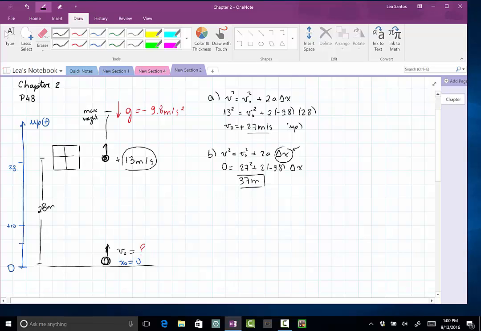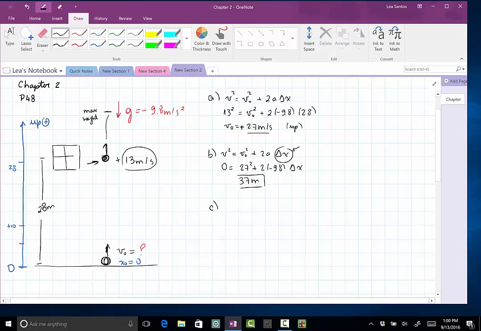Okay, let's go to part C. How long after it was thrown did it pass the window? Let's make this question a little better. Let's say, how long after it was thrown did it pass the window for the first time? So how long after do we find the ball here by the window for the first time?